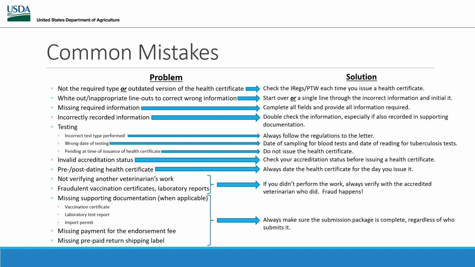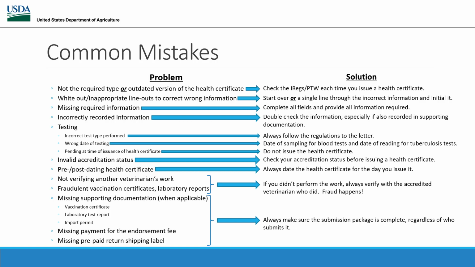While these last items aren't problems that would necessarily jeopardize your accreditation status, if not all required documentation is provided to USDA APHIS at once, this can result in delays in endorsement that can be problematic for your clients. These types of problems include documents that support the information in the health certificate, such as vaccination certificates and laboratory test reports, import permits when one is required by the destination country, payment for USDA APHIS's endorsement fee, and a prepaid return shipping label when submitting the health certificate for endorsement by mail, or when using VEHCS and USDA APHIS cannot digitally endorse it.